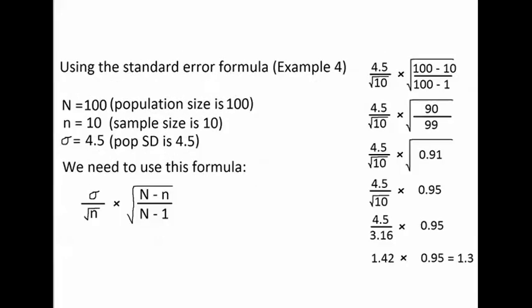So we can plug those three numbers into the standard error formula. The population size of 100, the sample size of 10, and the population standard deviation of 4.5. We can plug those three numbers into the formula, and then our answer comes out to 1.3. It pretty much comes out to the same answer that we had last time. I think the answer is a little bit different, but it just became the same after I rounded the answer.